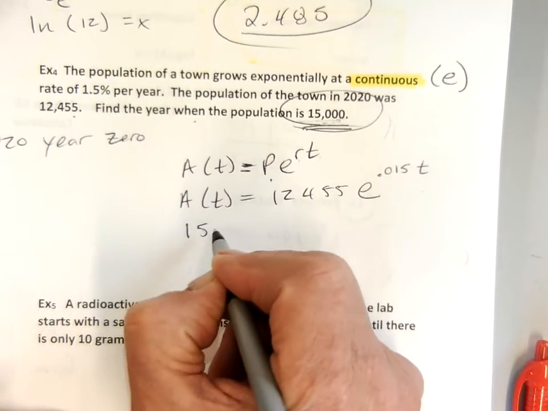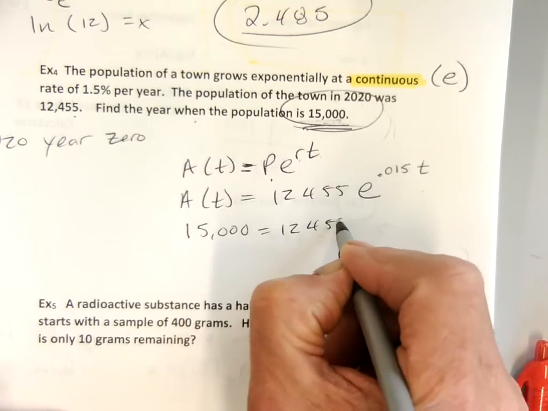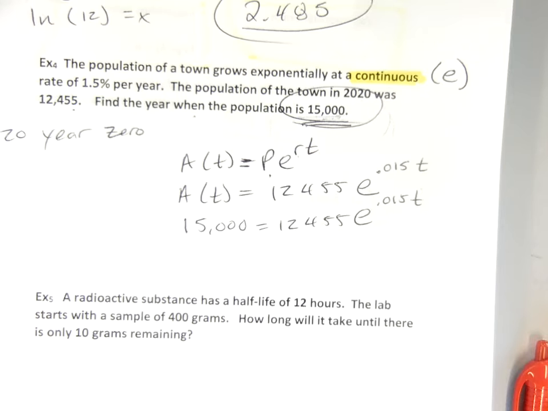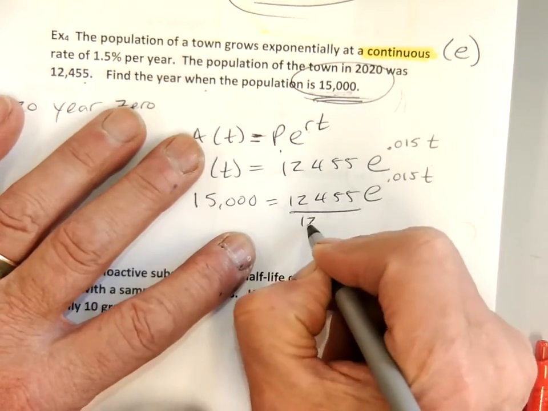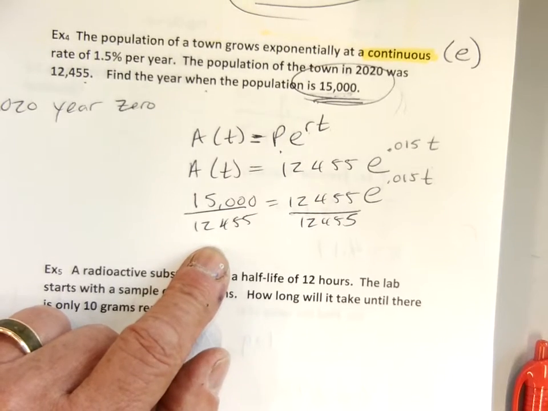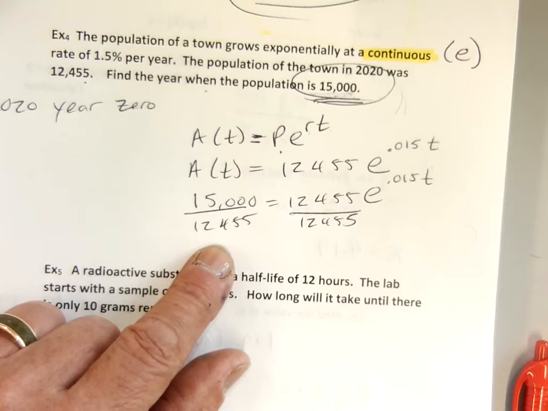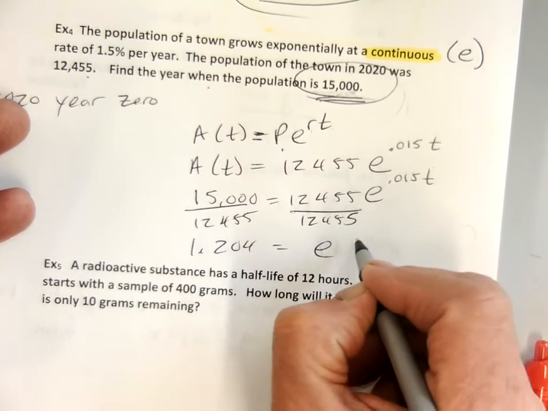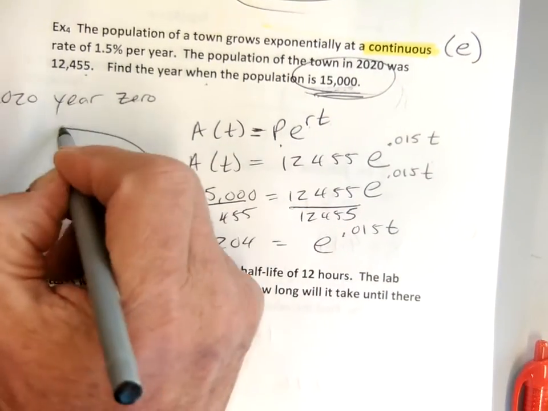So let's set it equal to 15,000. Okay, well, how many years is it going to take us to get there, right? So to solve for t, eventually I'm going to have to get rid of this exponent. Well, let's first divide by 12,455. Okay, and I get an answer of about 1.204, blah, blah, blah, blah, equals e to the 0.015t. I'm going to scoot this over here.